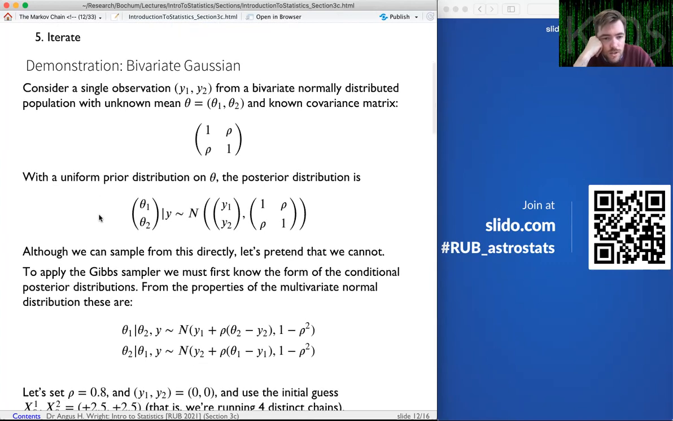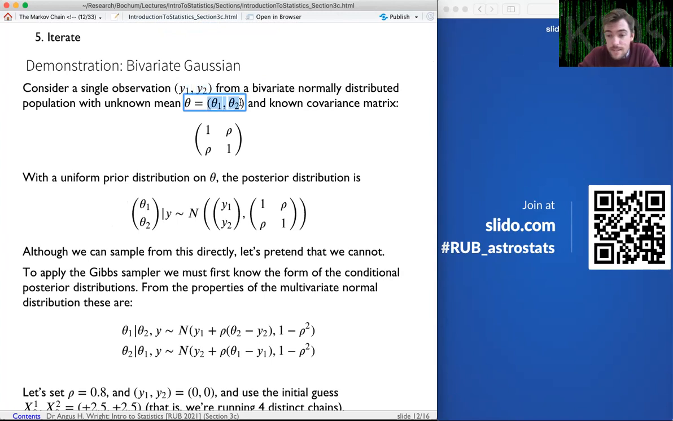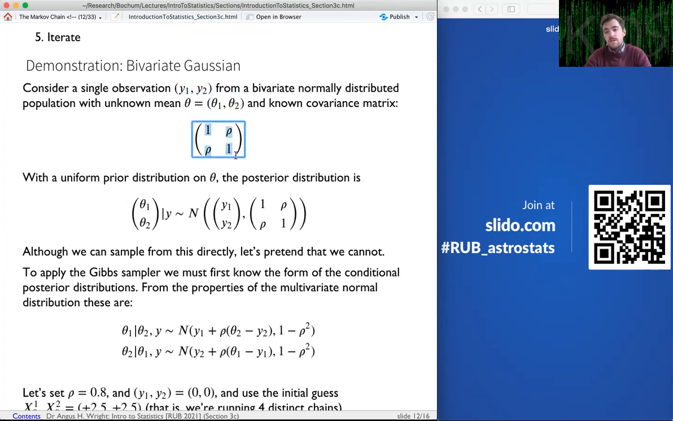The way in which we can do that is with a simple example. So let's take the bivariate Gaussian. We have a 2D Gaussian, which has variables y1 and y2, and it has two unknown means, θ1, θ2. It has a known covariance matrix, which governs how tightly correlated the two parameters are, which is governed by this value rho.